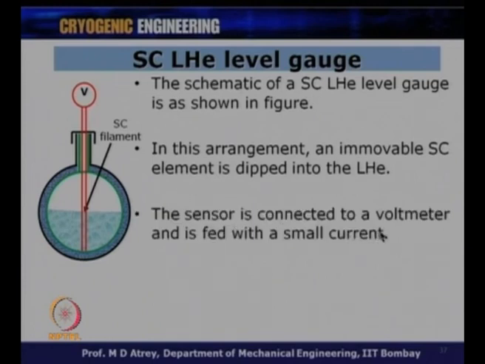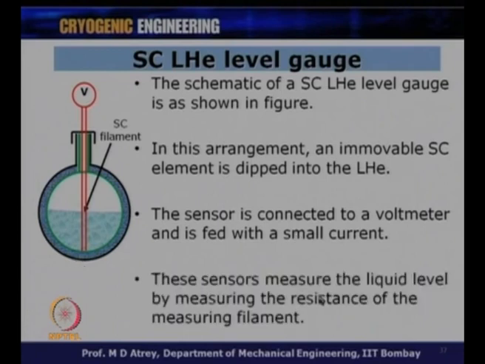The sensor is connected to a voltmeter and is fed with a small current. There is the circuit over here, and some small current is fed through. This sensor measures the liquid level by measuring the resistance of the measuring filament. So, you have a measuring filament running from top to bottom, and when the current flows through this, you get some resistance across this, which is what will be indicated by the voltage.